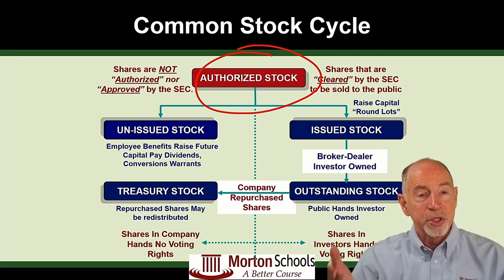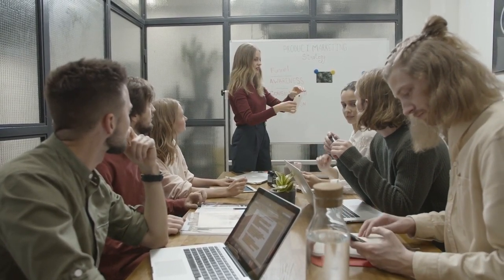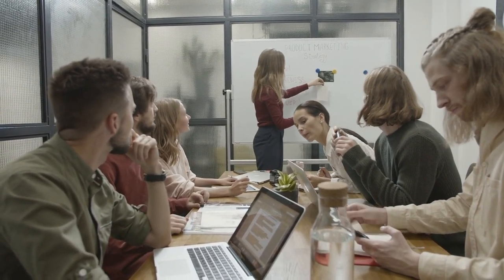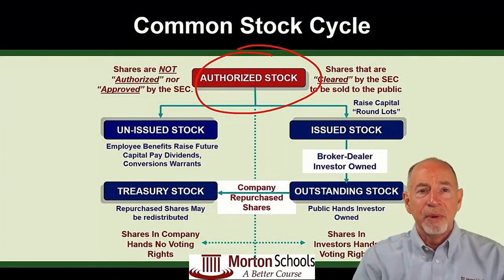Now, later on, a corporation can increase the number of shares. That takes a vote, right? But if they have just opened up, then they've got X number of shares of stock as part of that corporate charter. In order to raise the money, they've got to what? They've got to sell that stock to the public.